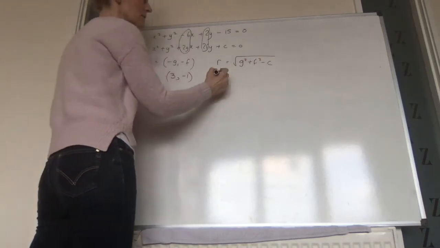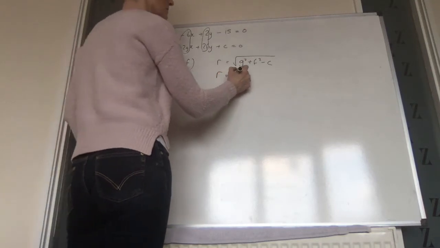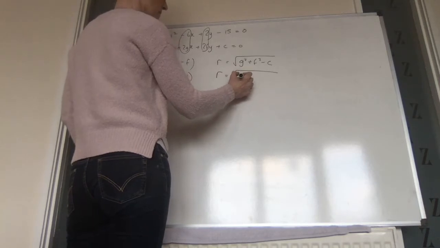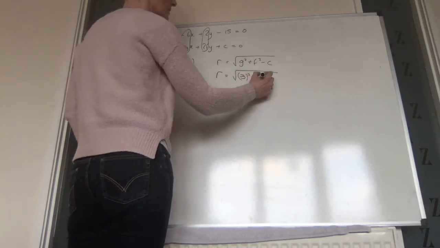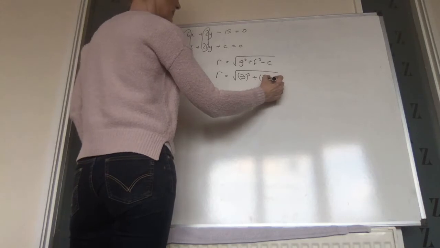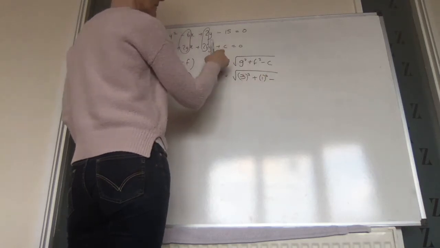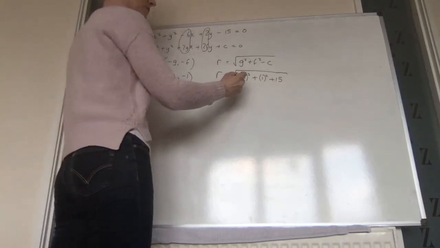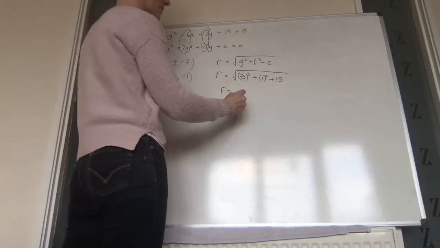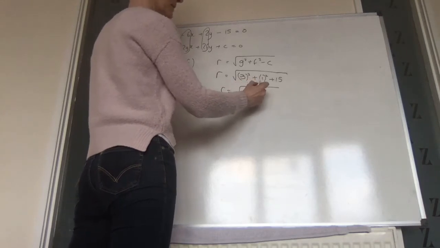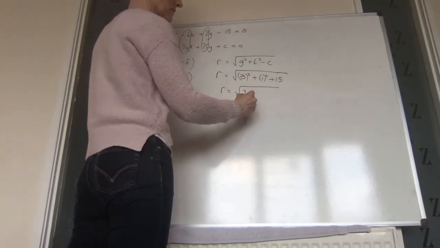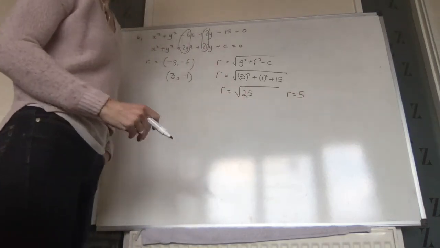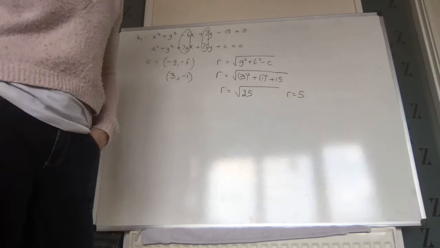Again, in the log tables. So r is just the square root of minus 3 squared plus 1 squared minus c. Now c in this case is minus 15, so you will add 15. What do we get here? r is the square root of 9 plus 1 is 10, plus 15, so it's the square root of 25, so r is 5. Okay, very straightforward, 5 marks just given away.